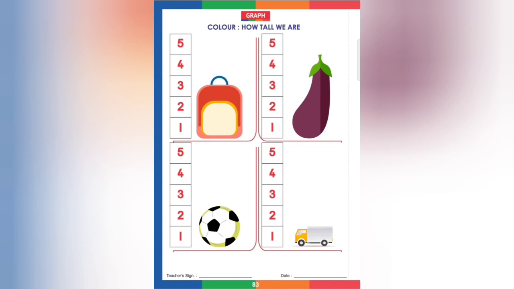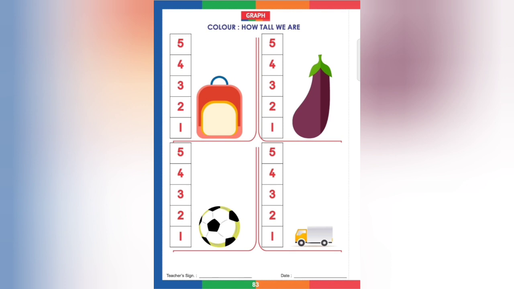Okay, children, for your practice work, you will open your maths homework book to page number 83 and you will do this page of graph. Here you have to color how tall we are. For example, the first picture is of a bag, right? So you take your crayon up to the bag's handle and you take it across and you see till which number it is coming till. Here it's coming till number 3. So you will color box number 1, 2 and 3.